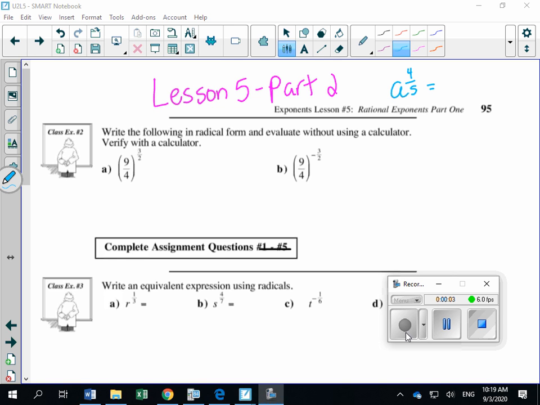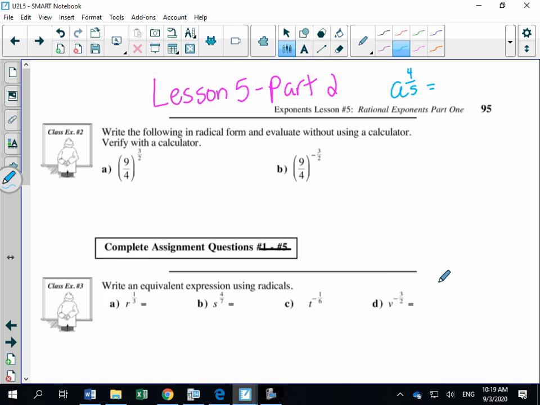This video will be for Lesson 5, Part 2. We are dealing with rational exponents now, and remember rational exponents are exponents with a fraction. And in Part 1, I introduced something called flower power, and I basically said if ever you're given a base with a fractional exponent, you want to rewrite that as a radical.